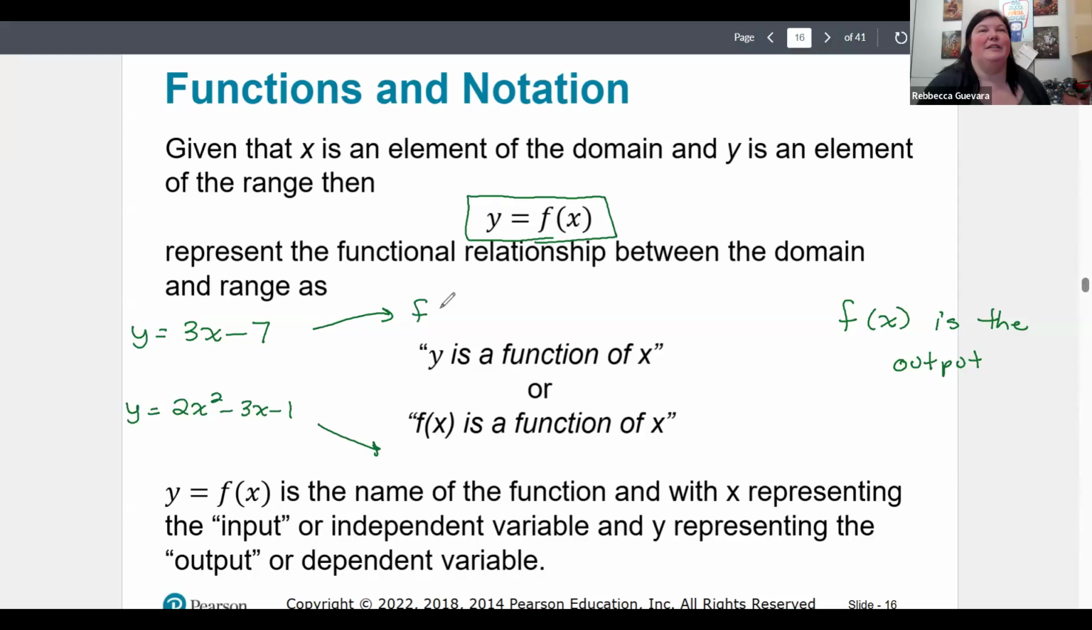So what we would start doing is we just give them different names. So instead of calling this y equals 3x minus 7, we'd say f of x equals 3x minus 7. So we've named the function. We might call this one then g of x equals 2x squared minus 3x minus 1. So it gives them different names, and it helps me figure out what's going on with multiple formulas going on. I don't ever talk about y's anymore. I just talk about f and g.